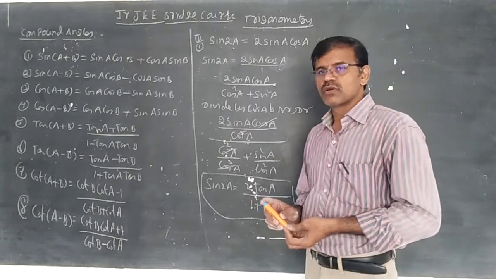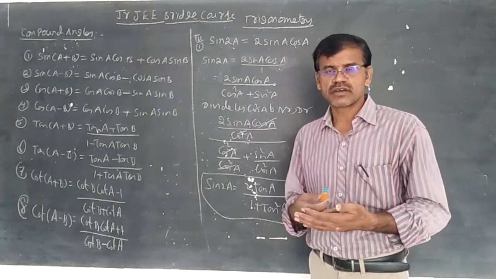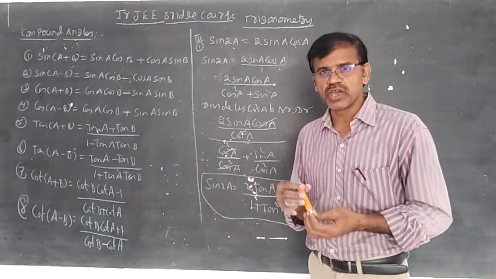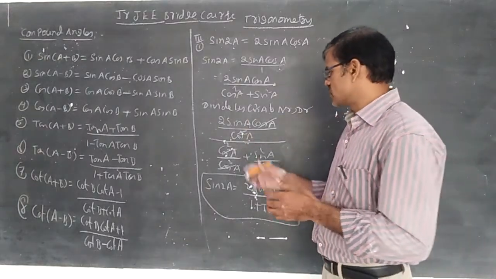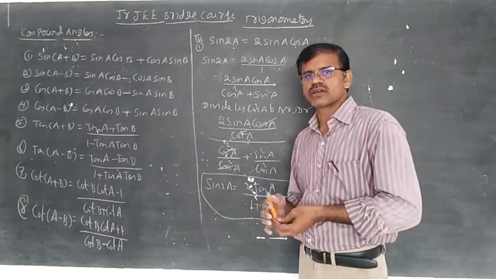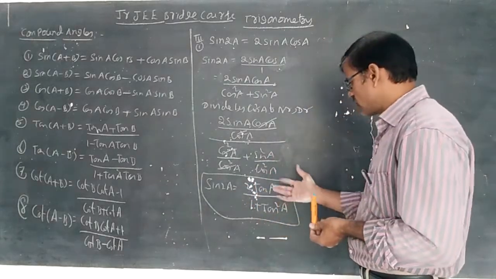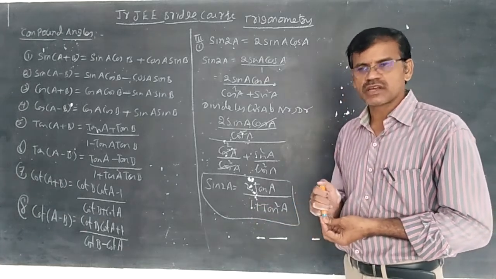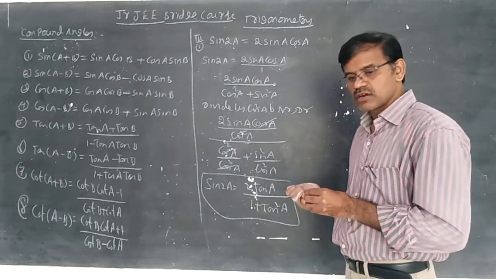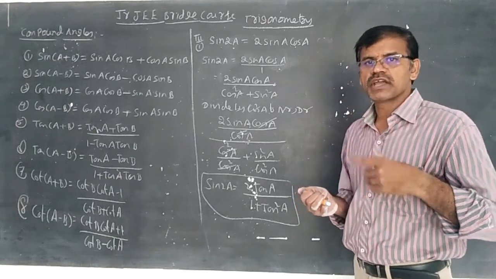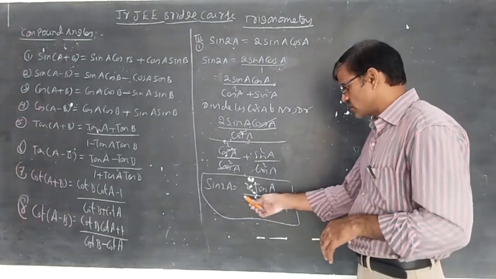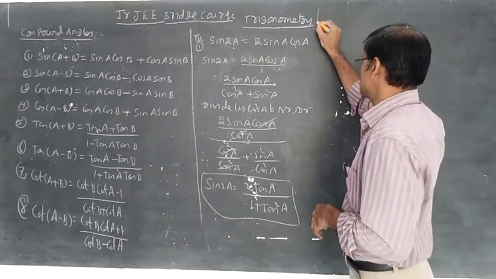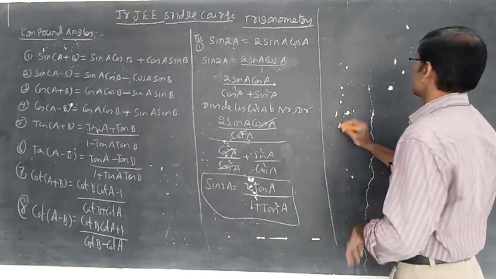Wherever the formula is asked in terms of tan, in terms of cos, in terms of sin, we should follow that way. If he is asking the formula of sin 2A in terms of tan, we should say this one. One thing you observe: the tan 2A formula is 2 tan A by 1 minus tan square A, and the sin 2A formula is 2 tan A by 1 plus tan square A. Just plus and minus difference is there.